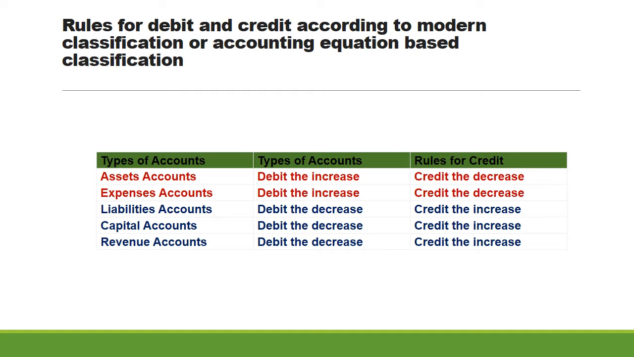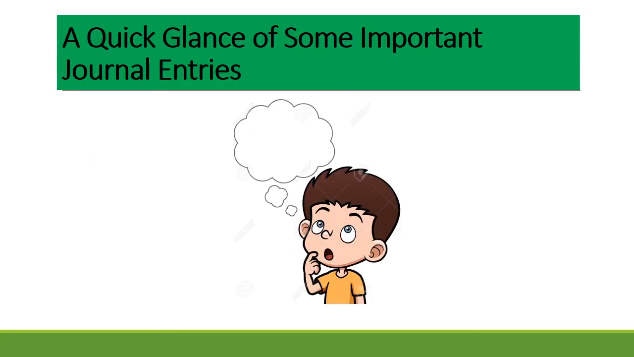Similarly, the same treatment will be done for liability, capital and revenue. In case of liability, capital and revenue, if there is increase in any one of them, then it will be shown on credit side. Whenever there is decrease in any one of them, then it must be shown on debit side. Now, after revising rules for debit and credit, let's start revision of journal entries.